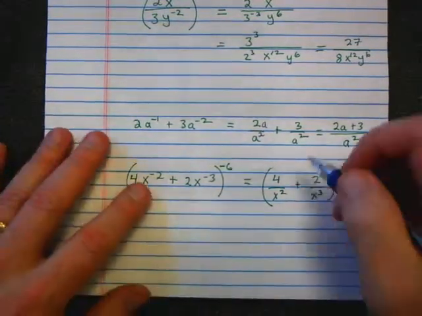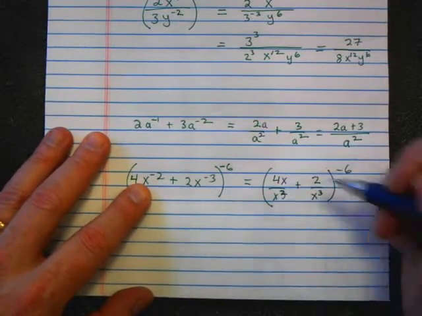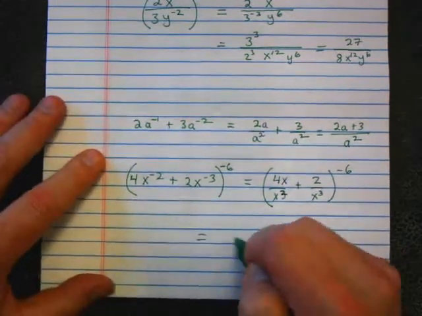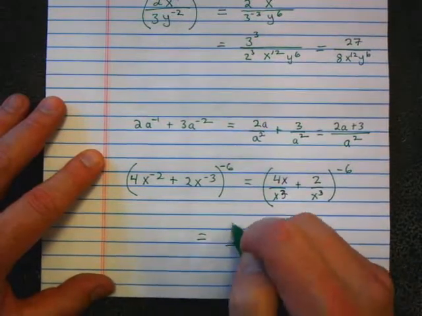And then, absolutely right, I would get a common denominator. So I multiply this one top and bottom by x. And I'm left with 4x plus 2 over x cubed.